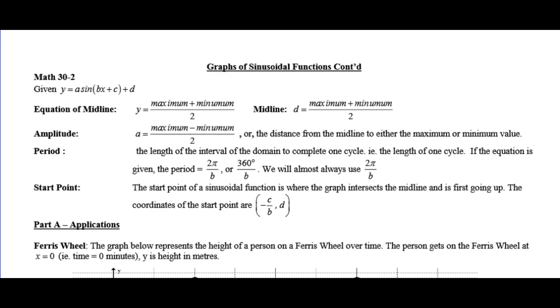To figure out the midline, you go max plus min divided by 2. That's not on the formula sheet. The only thing you get on the formula sheet is this and this, not this, and we're not going to use it. Once you've got the midline, you can get its equation simply by going y equals this, or just y is equal to d. D is the median, or the midline, or the middle. The equation of that is y equals d.